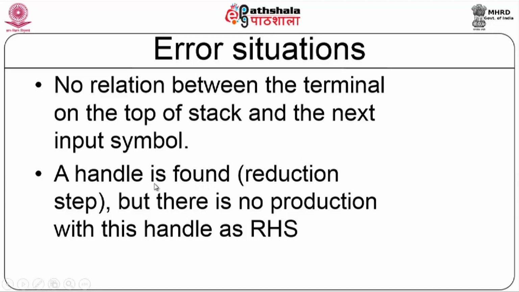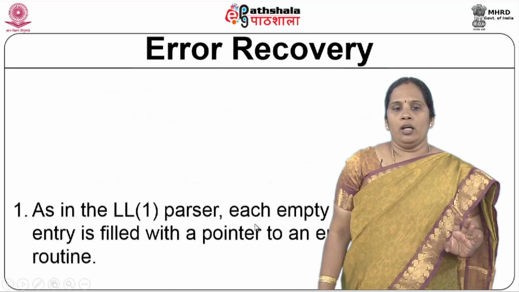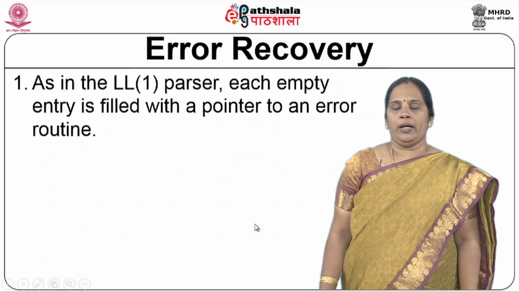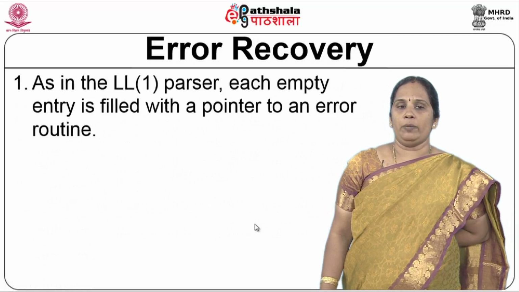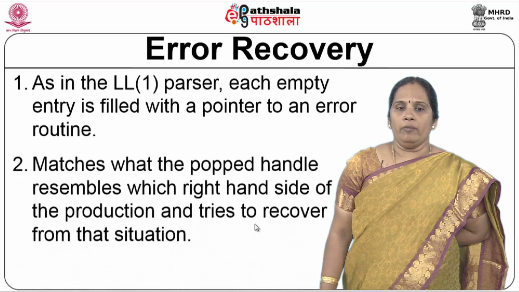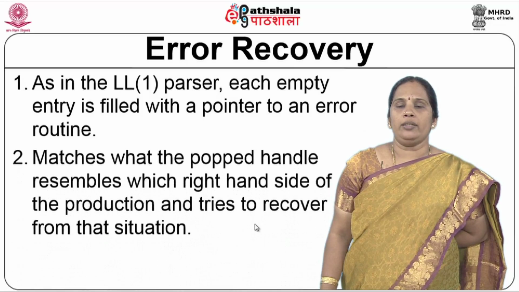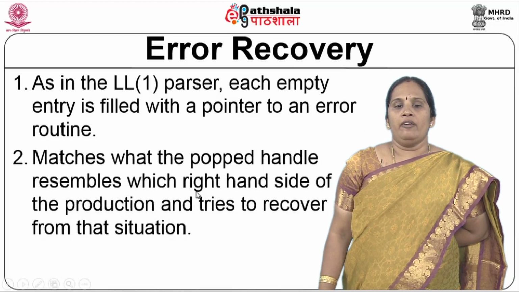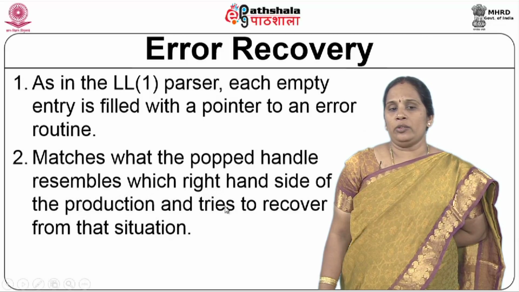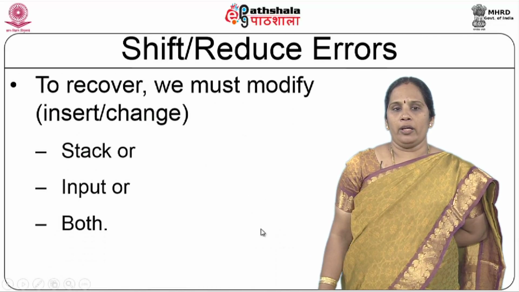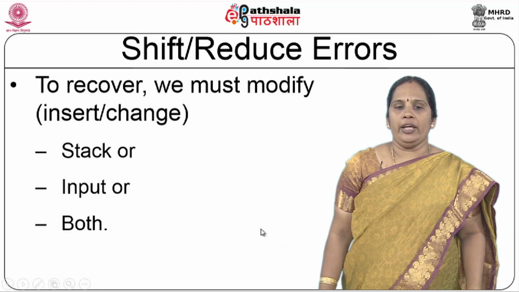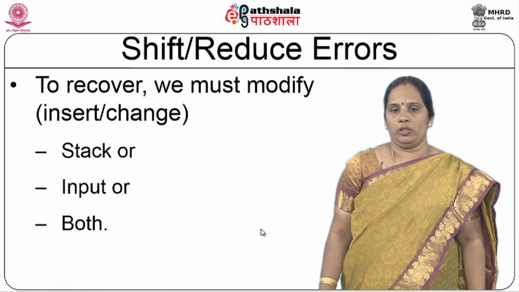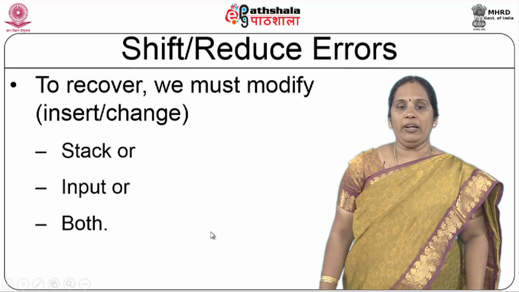So, how do I handle it? It is going to be only an error recovery routine. Another situation: a handle is found, but there is no production with this handle as the right hand side. Recovery is as in the LL1 parser: each empty entry is filled with a pointer to an error routine, which matches what the popped handle resembles as the right hand side of a production and tries to recover from that situation. To recover we must modify the stack, the input or both. So all three possibilities can be tried.